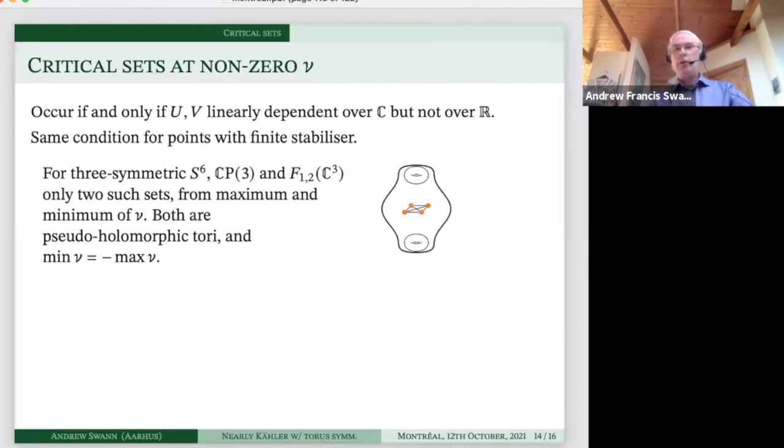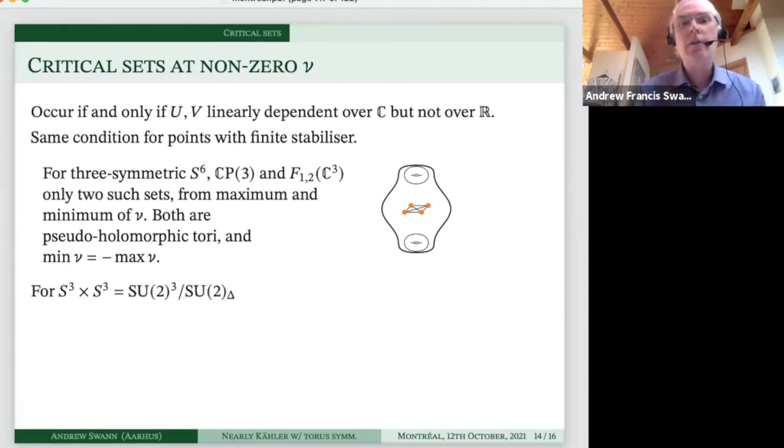So you can draw this cartoon of these examples. Here you have some graph lying in the zero level set. The only other critical points are at the top and the bottom, and they're these pseudo-holomorphic tori that sit there. So it'd be very tempting to guess that this happens in all other examples as well.